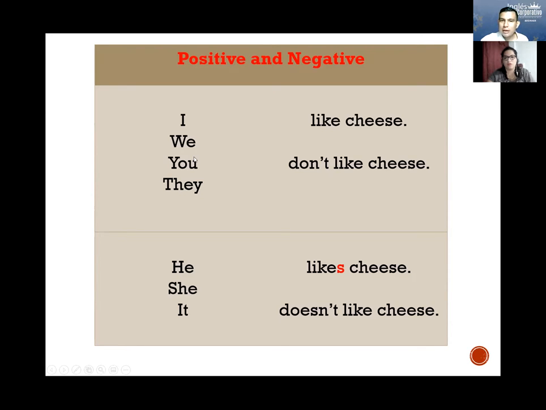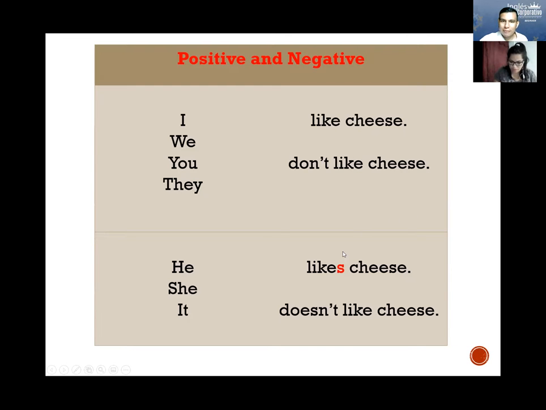Vamos a decir que a usted no le gusta las rancheras, digamos. I don't like rancheras. O a usted no le gusta el pollo, por ejemplo. I don't like chicken. Para decir a ellos no les gusta el queso, decimos they don't like cheese.